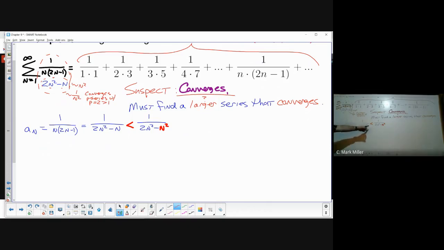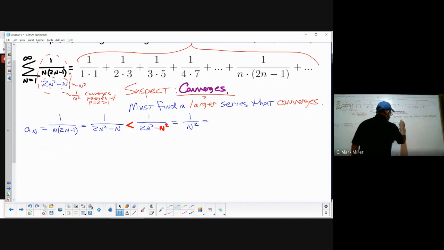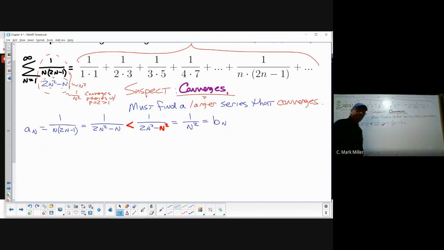Well, 2n squared minus n squared, that's convenient. This equals 1 over n squared. Let this be our bn. These things take thought. I can remember, I still have to stare at some of these a long time. And in fact, when they get too sophisticated, they get really, really hard, and we have to use other theorems.